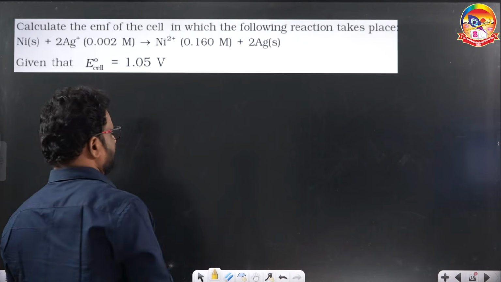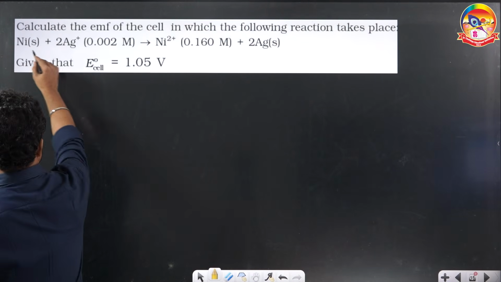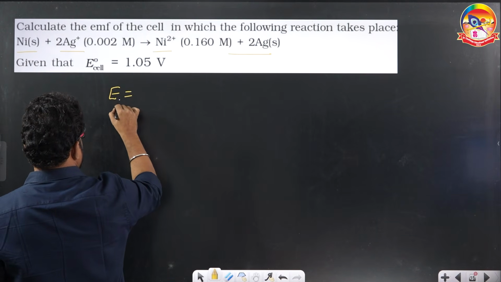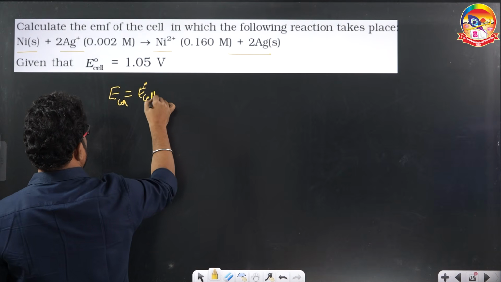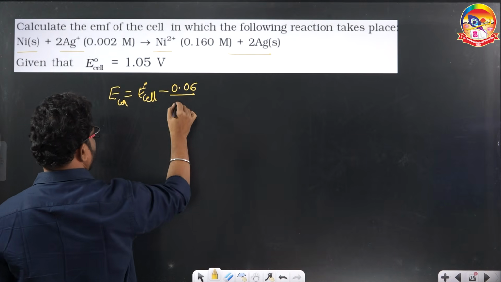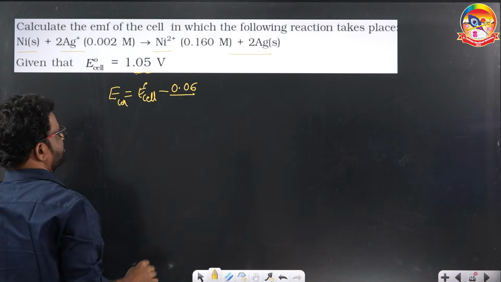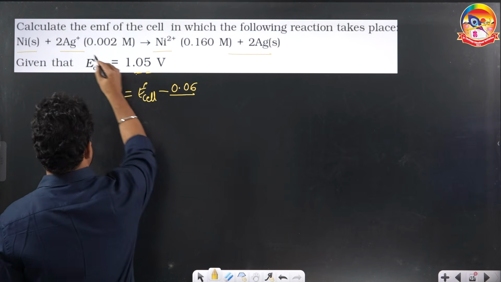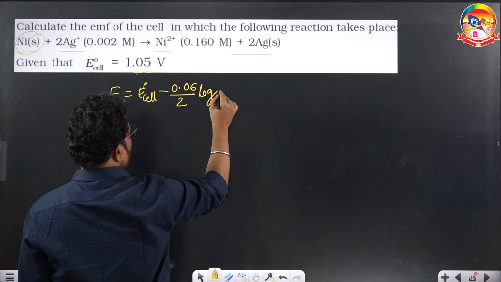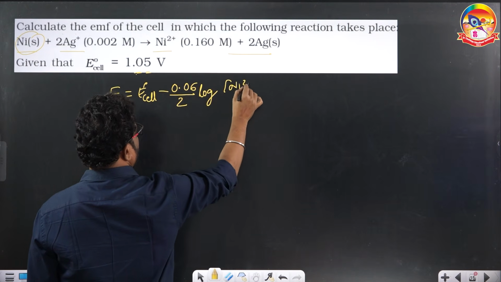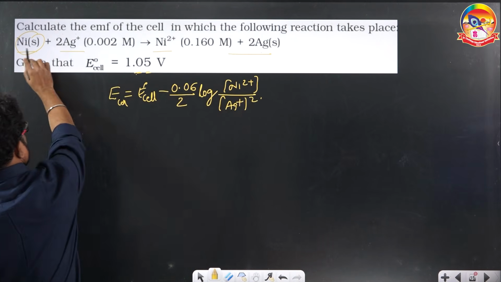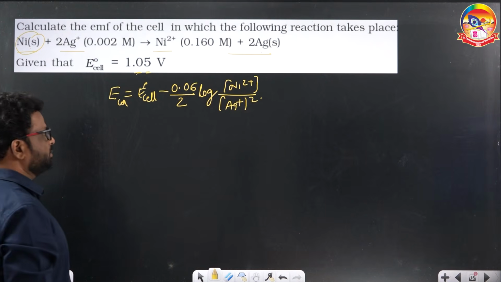Let us apply it to a complete cell reaction, the Nernst equation for a complete cell reaction. So this is the reaction we have. For this reaction, E cell is equal to E naught cell minus 0.06, I'll take for convenience, 0.06. If it is required, they'll mention it. Because E naught is given only up to 2 digits after the decimal, I'm taking it as 0.06 by 2 electrons are involved. Nickel to Ag plus, 2 electrons are transferred, into log concentration of Ni2 plus by concentration of Ag plus whole square. Ag and Ni are pure solids. You need not write them, or you can take 1 in place of them.